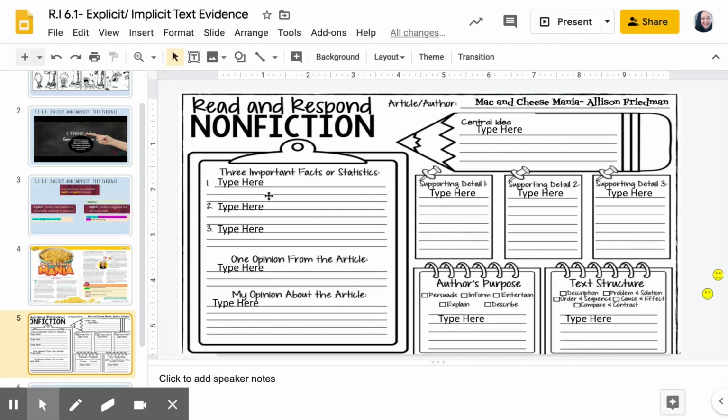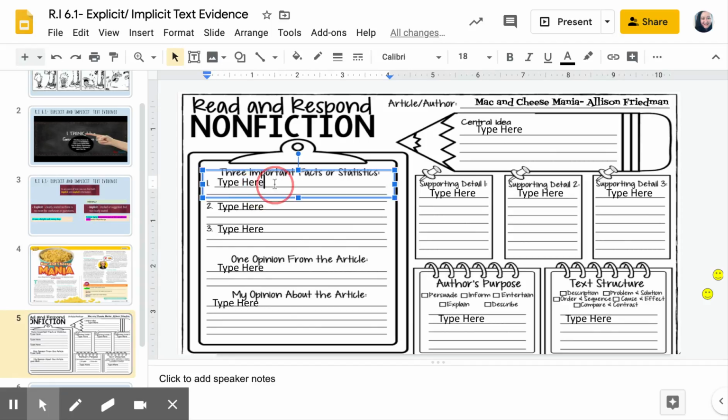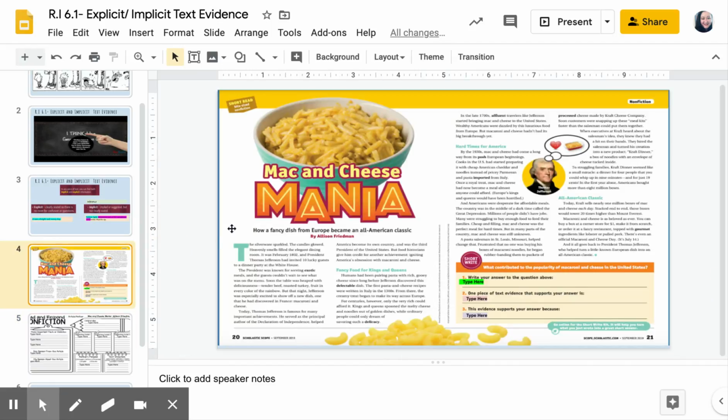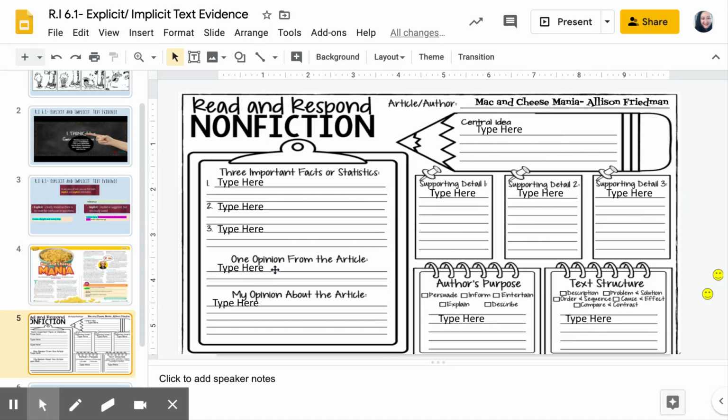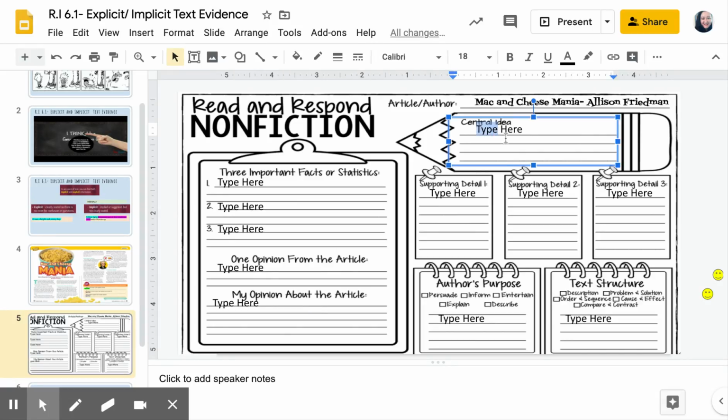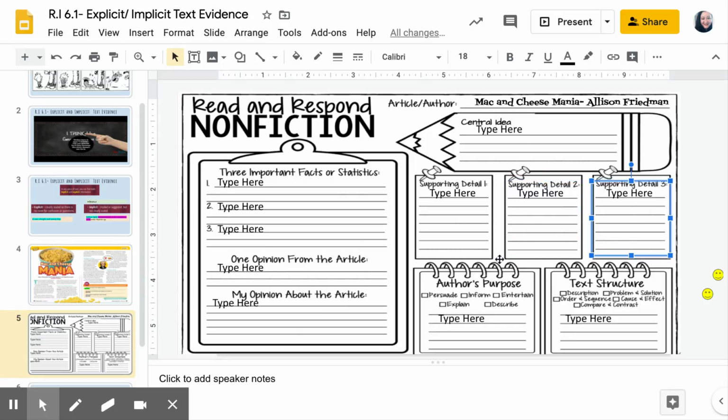Now after that, you're going to fill out this read and response nonfiction graphic organizer. Now it says 3 important facts or statistics. We know statistics are numbers. So you can type those in here, find facts from the text. Your opinion from the article, do you believe that it is valid information or not valid information? And now you're going to find one opinion from the author and then your opinion about the article. Here you're going to write the central idea, what the text is about, and 3 supporting details.